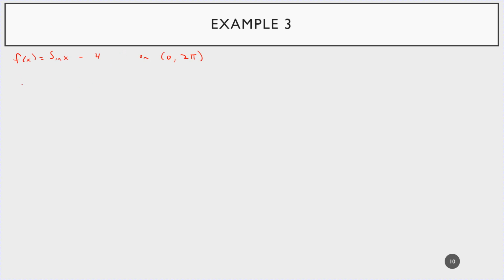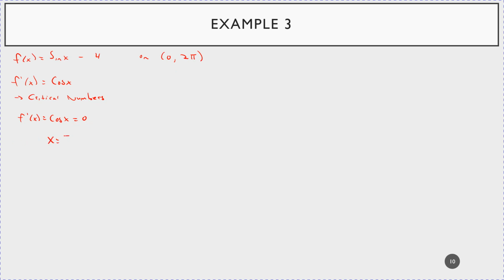Well, right off the bat, the first thing you need to do is find the derivative, and this is really easy. F prime of x, the derivative of sine, is cosine of x. The derivative of the minus 4 is 0. So then you're going to find the critical numbers. What you're going to do is set this cosine of x equal to 0. And you're just going to ask yourself, where between 0 and 2 pi does cosine of x equal 0?